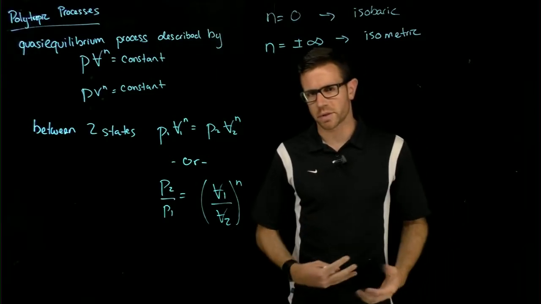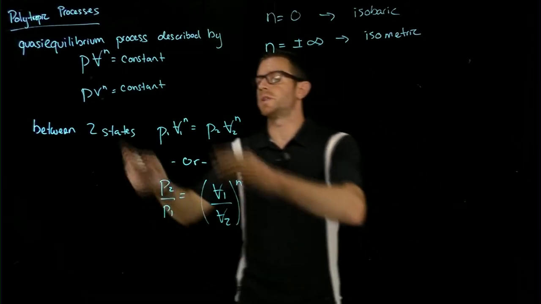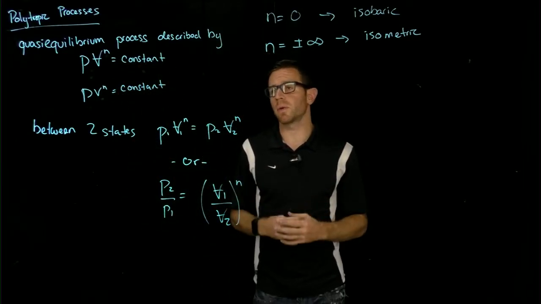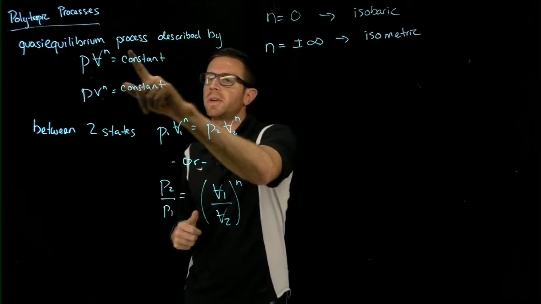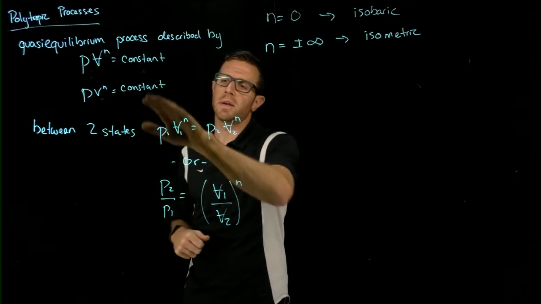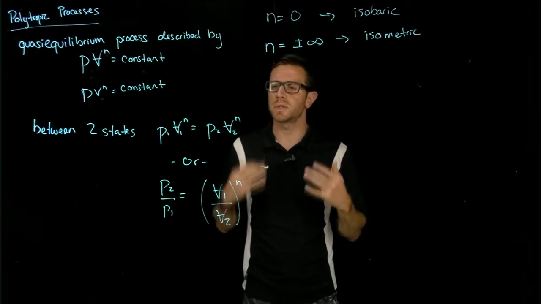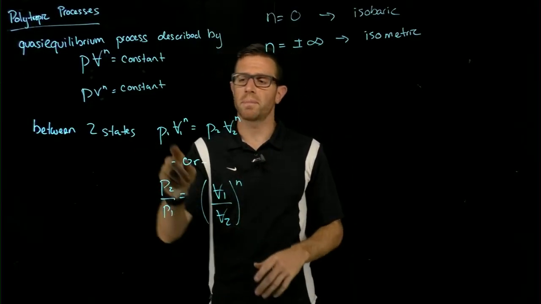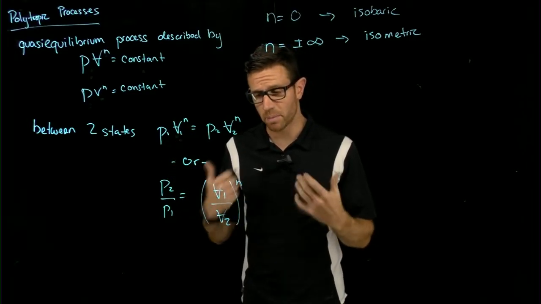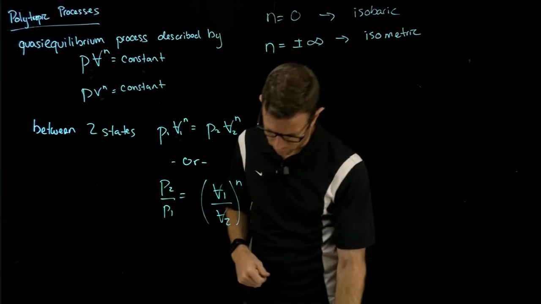A polytropic process is a quasi-equilibrium process that is described by the simple equation PV^n equal to a constant. We can equivalently write P times capital V to the n equal to a constant as P times specific volume to the n is equal to a constant. So a polytropic process operating between any two states will follow this relation, where we've got P1 times V1 to the n is equal to P2 times V2 to the n. Or if we rearrange that, it might be a little bit more useful as this equation here.